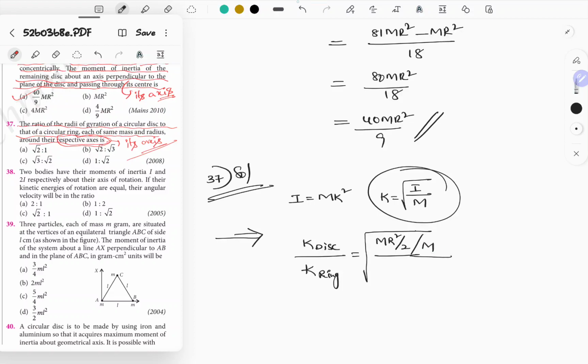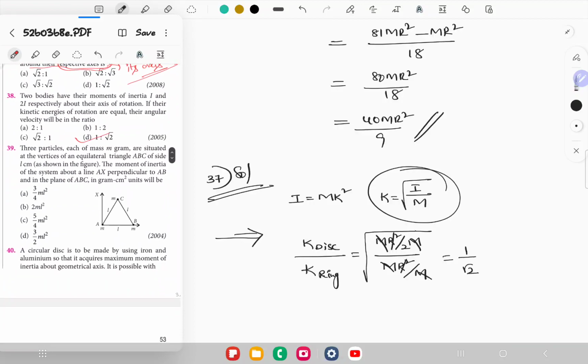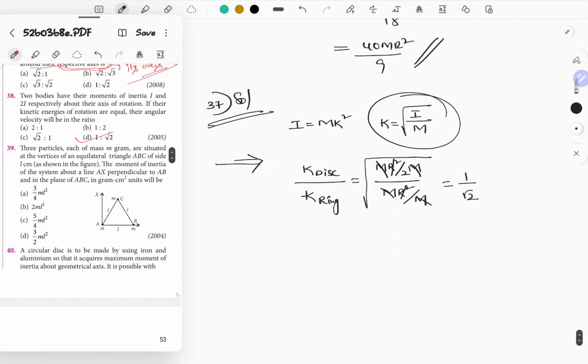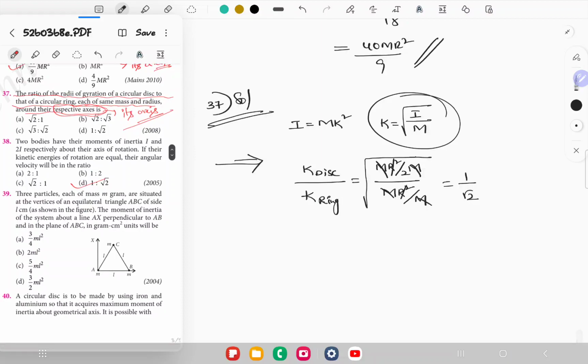So instead of that we can write it as 2m. We can replace it as 2m. Next, the moment of inertia of the ring is going to be mr square divided by m. So m will get cancelled, r square will get cancelled. We are going to be left with 1 by root 2. So which option matches? Option D is the correct answer. Is it clear, guys? Very good. Now observe the next question. Sorry, question number 37, option D is correct.